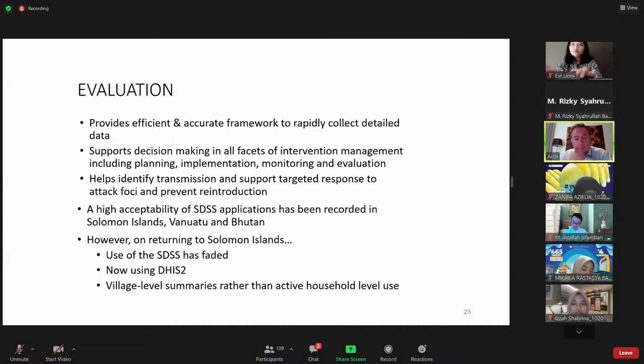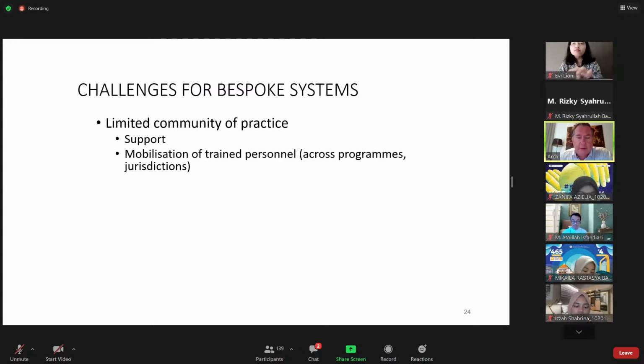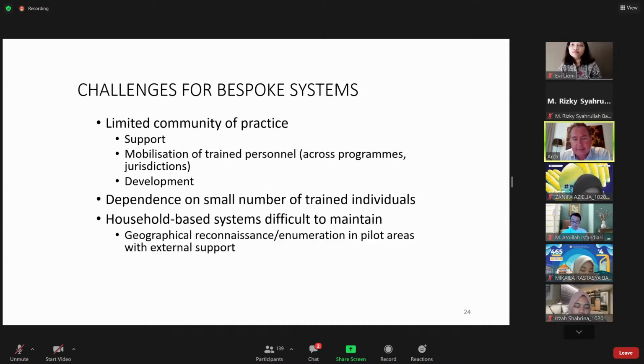So what our research has found is that there are particular challenges for bespoke systems, including the limited community of practice, the ability to mobilise trained personnel, the ability to further develop the system, the dependence on a small number of trained individuals. And we also found that household-based systems are difficult to maintain in resource-limited settings.